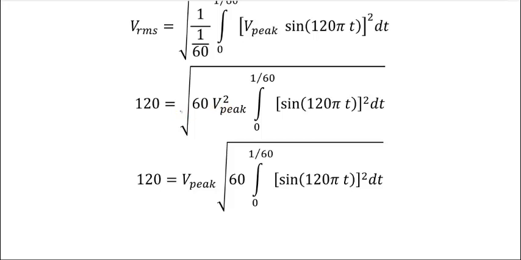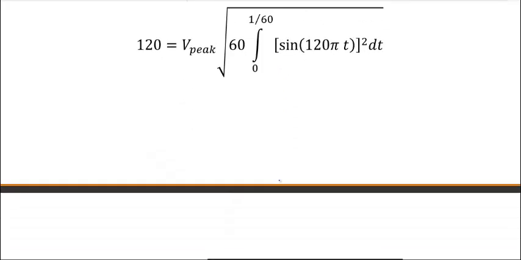I can take the v squared out of the square root, because I've squared this. That's where the root comes in. The root means square root, and we're taking the mean value of the square. So I'll have this v peak times the square root of 60 times the integral from 0 to 1/60th of sine of 120 pi t, squared.